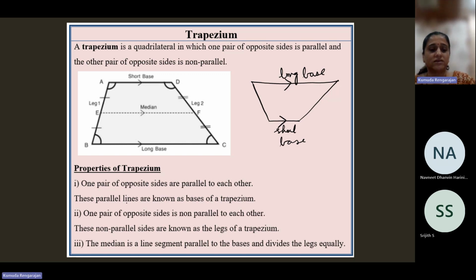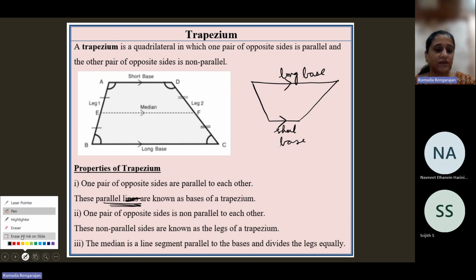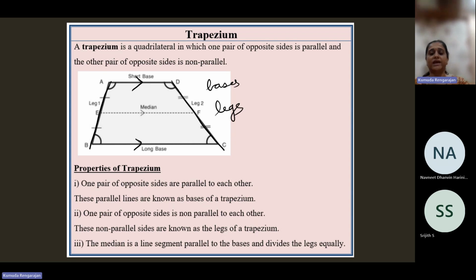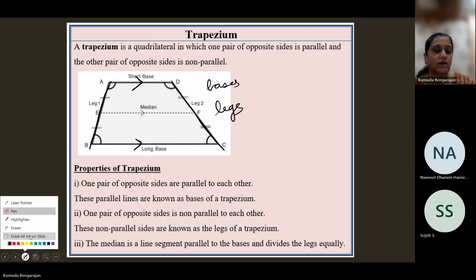Parallel sides are known as the bases of the trapezium. One pair of opposite sides is non-parallel to each other. These two sides are non-parallel. The non-parallel sides are called the legs of the trapezium. The parallel sides are called the bases, and the non-parallel sides, these two sides which are not parallel, are called the legs of the trapezium.